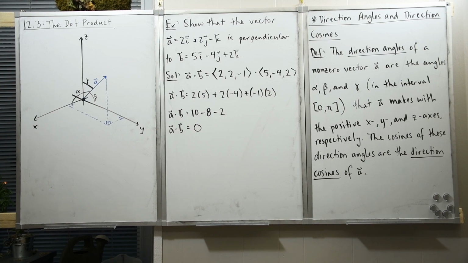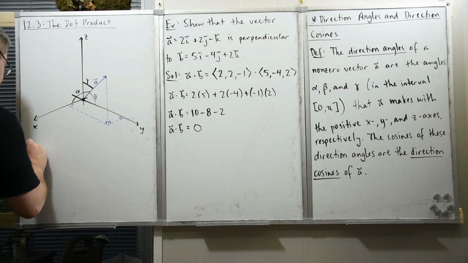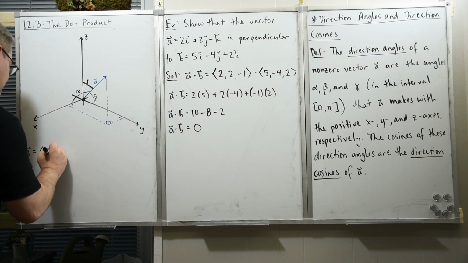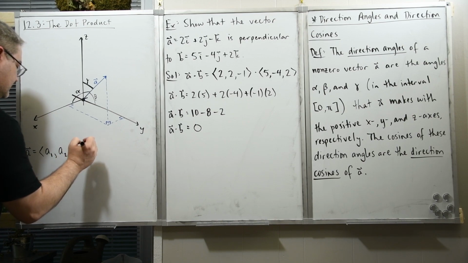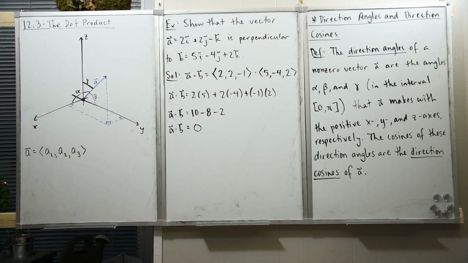All right, so if we think about the vector A, for example, let's suppose that vector A has components A1, A2, and A3. And of course we're interested in the angle that A makes with the positive x-axis, the angle it makes with the positive y-axis, and the angle it makes with the positive z-axis.